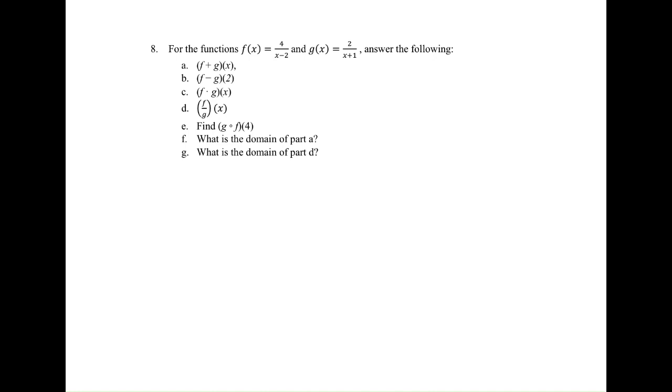Question 8. This is from section 2.7, combining functions. For part A, we're going to add the two functions together. In order to do so, we need to have a common denominator. So for the one on the right, I'm going to multiply by x minus 2 over x minus 2. The one on the left is going to be multiplied by x plus 1.